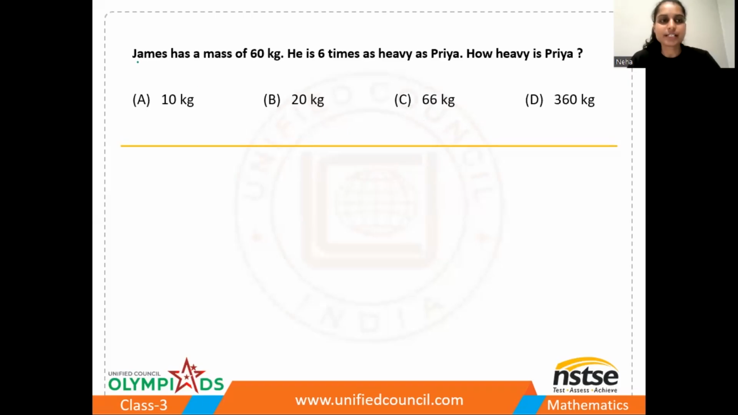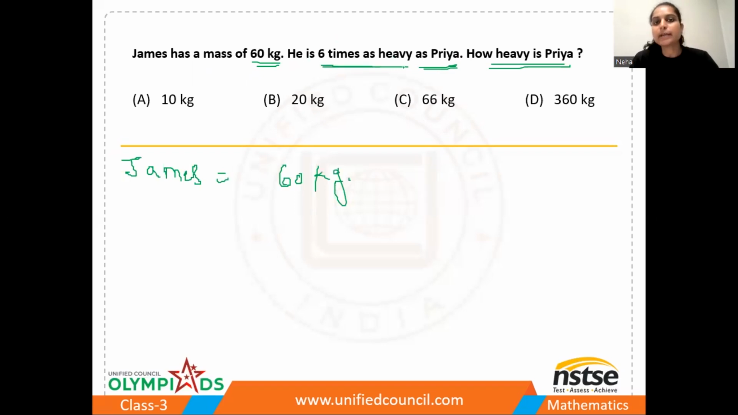In the second question, they are saying that James has a mass of 60 kg. He is 6 times as heavy as Priya. So how heavy is Priya? First of all, the weight of James is given as 60 kg. And the question also says that James is 6 times as heavy as Priya. That means if I multiply the weight of Priya by 6, it gives you the weight of James. This is what my question is saying.